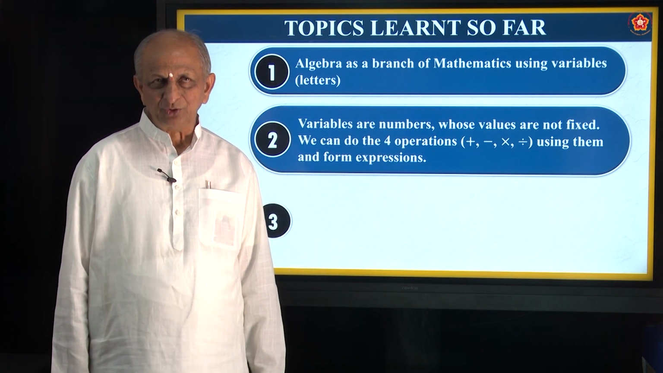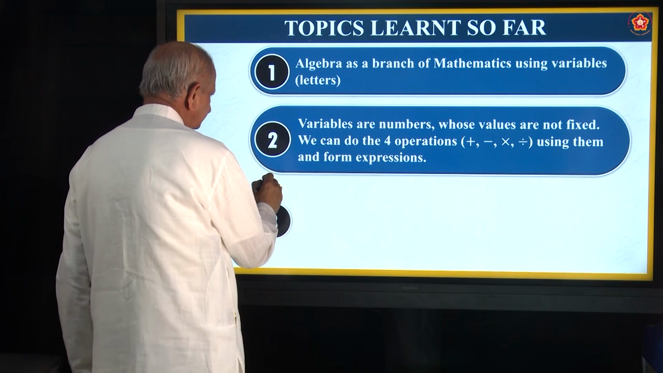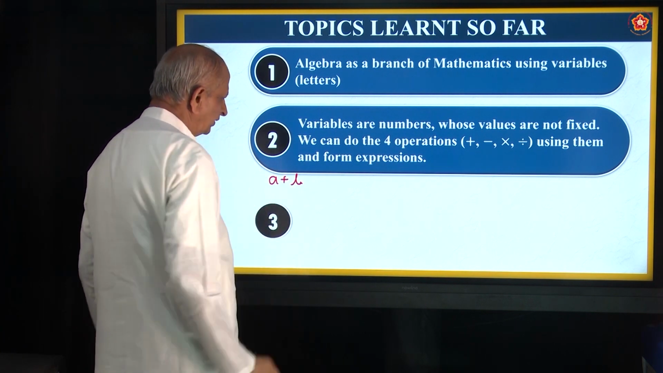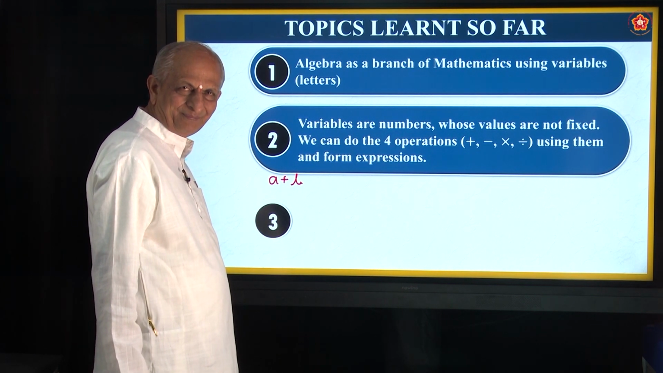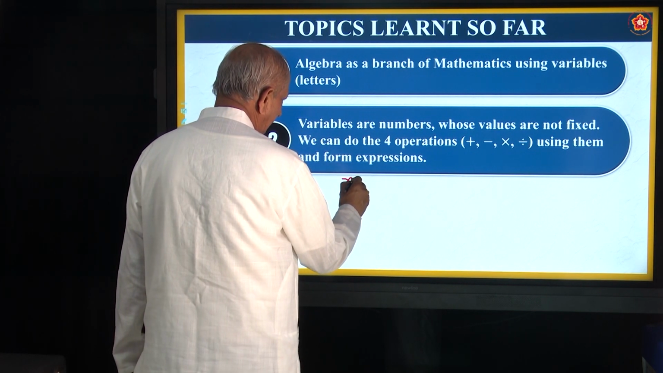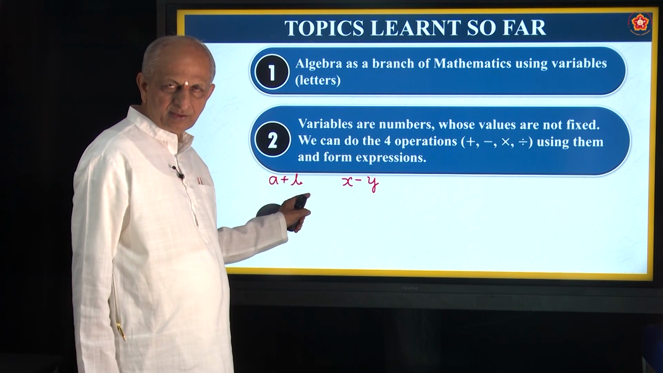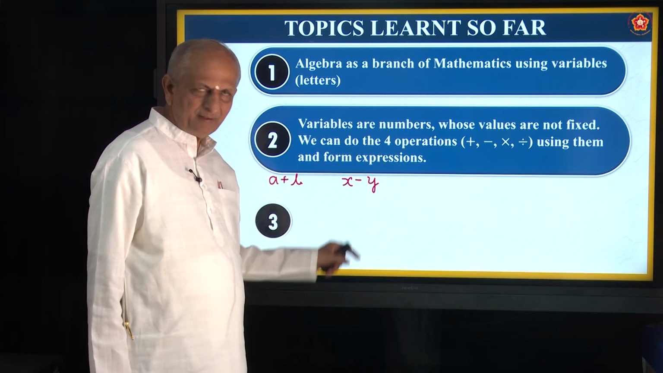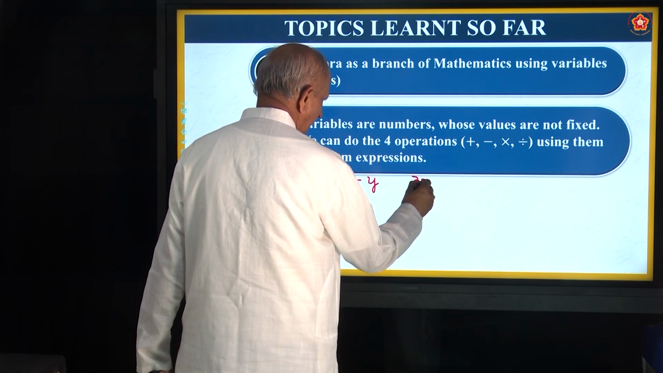So another term you must note is expressions. What are expressions? If you say A plus B, that is called an expression. Here what is the operation done? Plus, correct? Suppose you have x minus y. Here A and B are called variables. X and y are called variables. What is the operation done? Minus, correct?